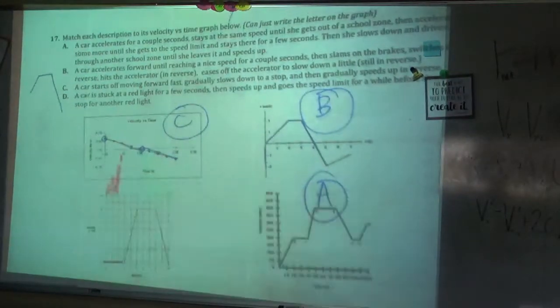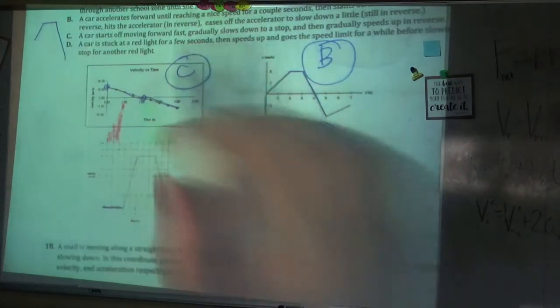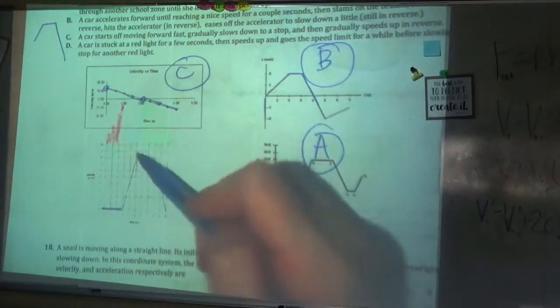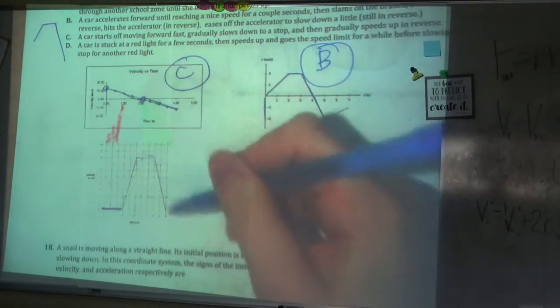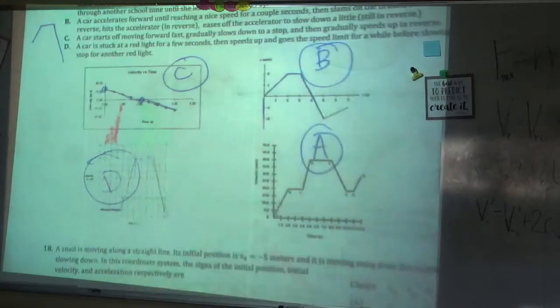So this is C. Car stuck at a red light, your velocity would have to be 0, and then speeds up, goes the speed limit, stays the same speed, and then slows down to a stop. So this one was D.